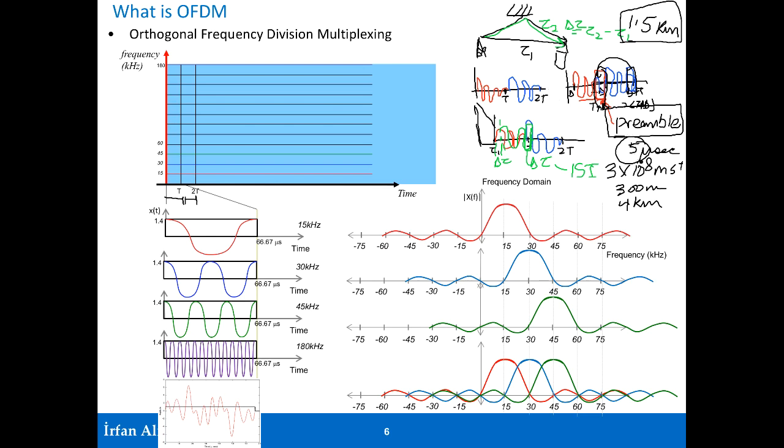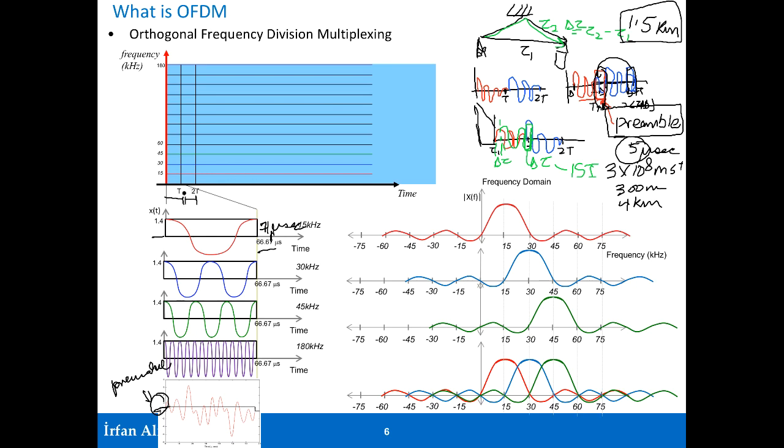And this 5 microseconds is still a small number. It's less than 10% compared to the symbol period, which was 66.67 microseconds. In the practical system, these symbols are approximately 71 microseconds long, and you send these symbols with the 5 microsecond preamble provided in here, and you're transmitting these signals.